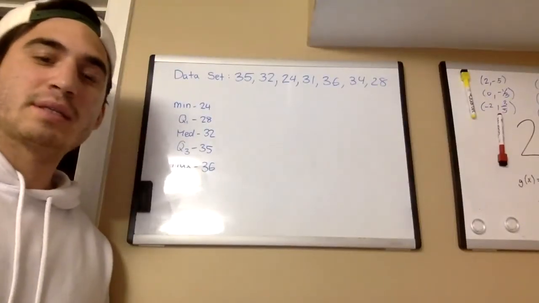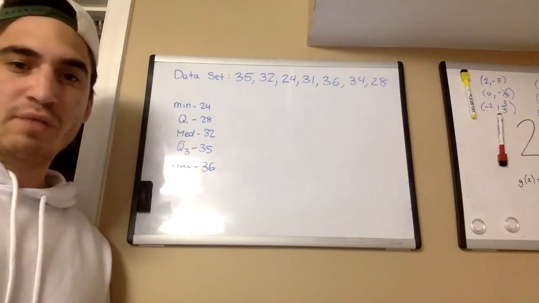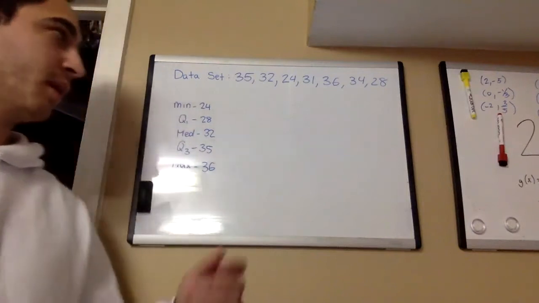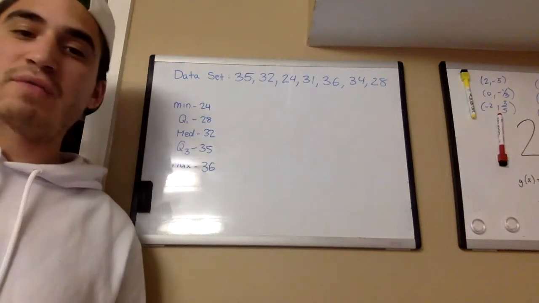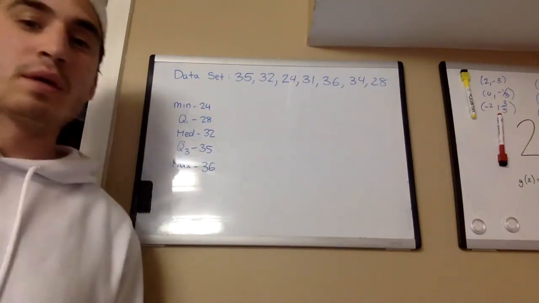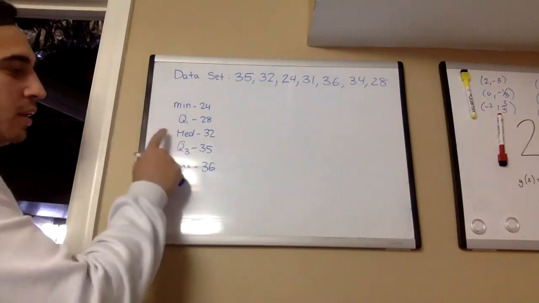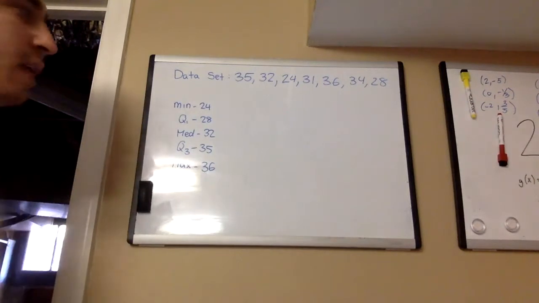All right, hey guys, this is the second part of BoxPlot. If you did not watch the first video, please go watch that first because it's going to show you where to get these 5 points. If you don't have those 5 points, then you won't know what to do. So once you have your 5 points, which is your min, your Q1, your median, your Q3, and your max, you are now ready to create your BoxPlot.